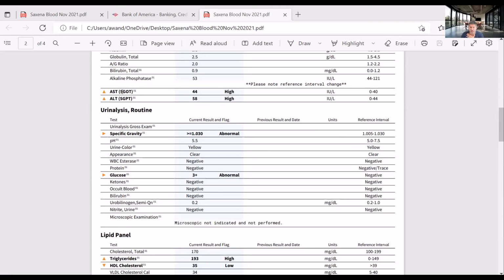So for this particular patient, these are 2 liver enzymes, AST and ALT, and it's showing 0 to 40 and 0 to 44. The functional norm is 12 to 26. Okay, so that's a big difference when you're looking at labs. That's today's video. All right.